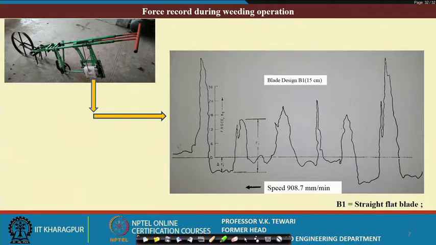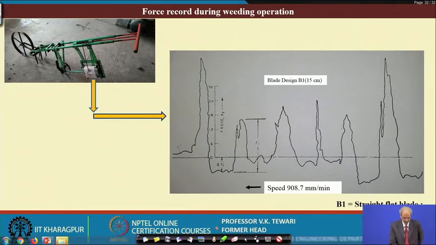Well, this is how it looks. This is the record which we have got here. You can see any blade, B1 blade. Here you can see the forward and backward movement. This is one of the blades, just to show you the particular graph that we got for one of the blades.